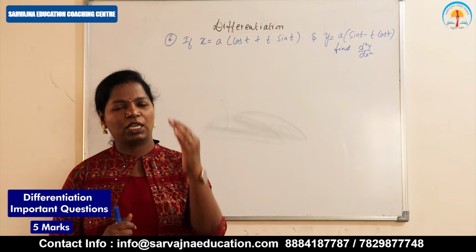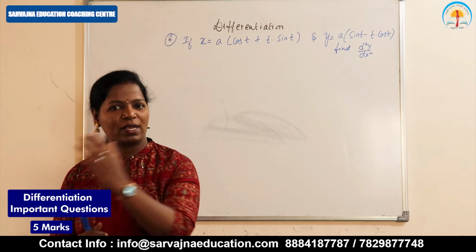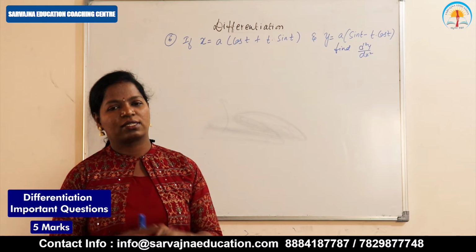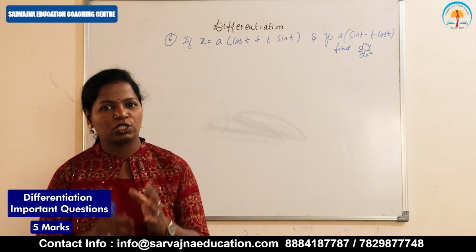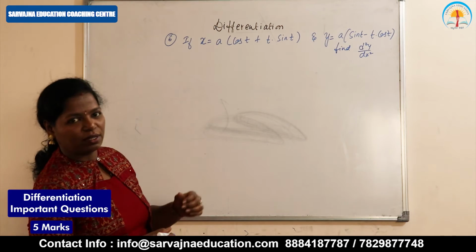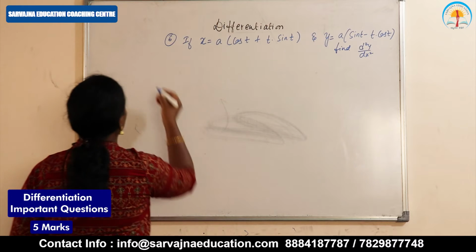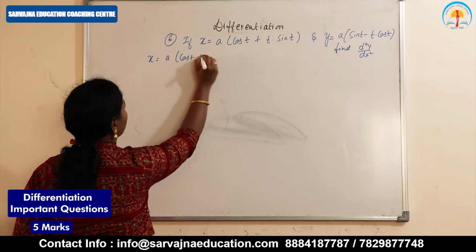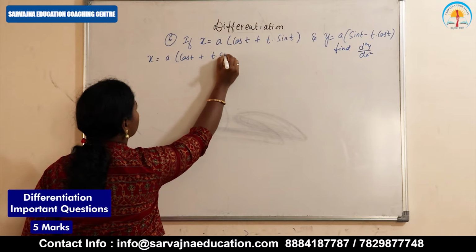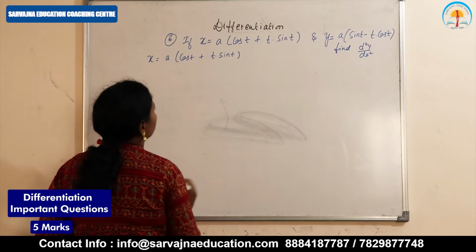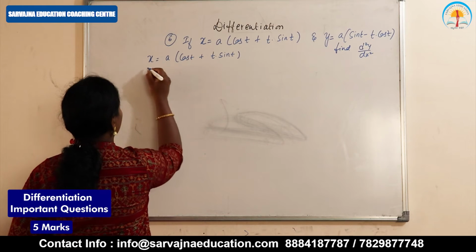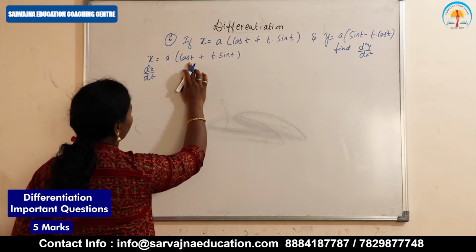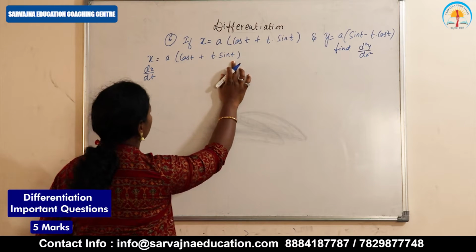When you have the equation x separately and y separately and you have to do the dy by dx, no, that is exactly called a parametric function. Guys, we have to rewrite the question. x is equal to a of cos t plus t sin t. Okay. So later I'll do y. First I'll do dx by dt, because in the right hand side there is a t function. That's what I have to do.